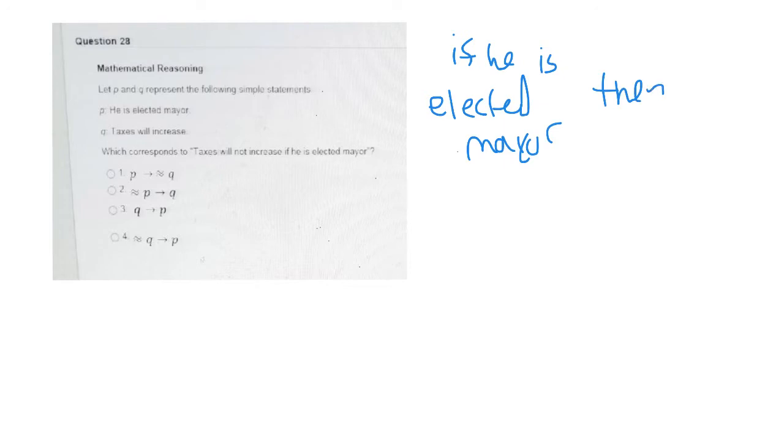Anytime you see an arrow, it means if this, then that. And that's all we need to know at this point. So, taxes will not increase if he is elected mayor. Okay, they're being tricky with us, putting the if statement over here and the then statement over here. So I think it would benefit us to rewrite it as: if he is elected mayor, then, what is it? Taxes will not increase.